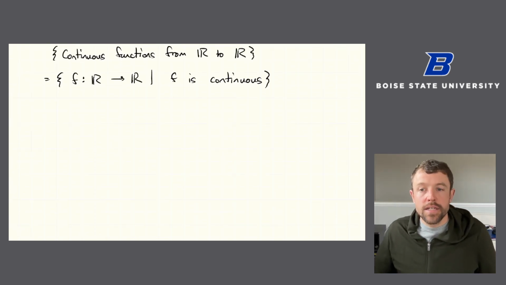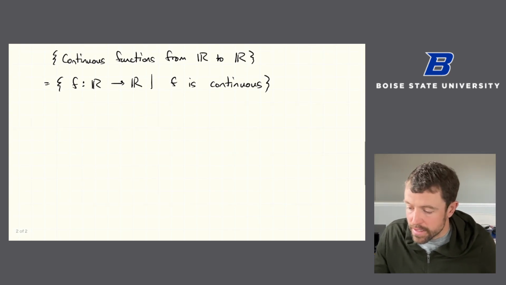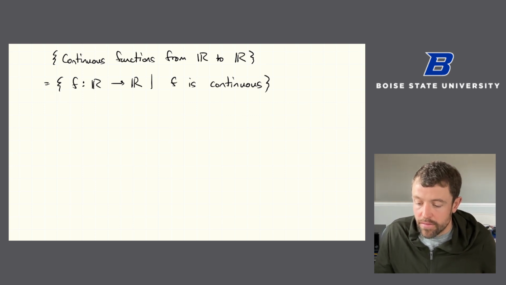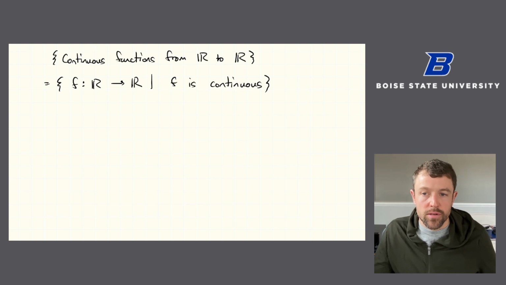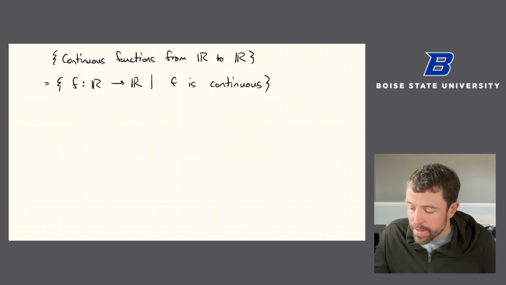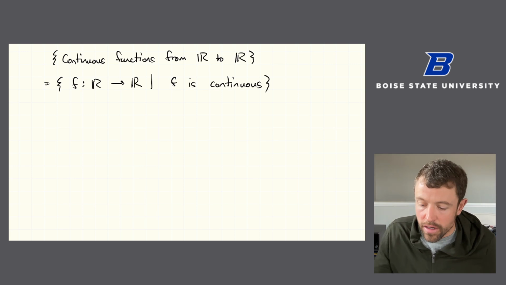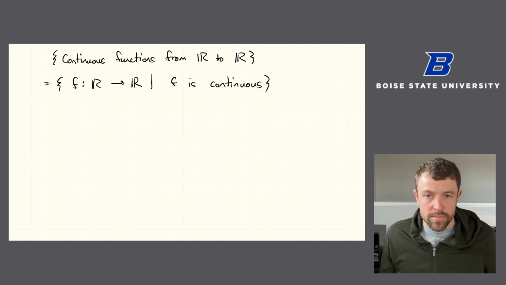The set of continuous functions from R to R. And we can write this in kind of shorthand. Set of, this means a function whose domain is the real numbers and whose codomain is the real numbers, or whose range is the real numbers, depending on the terminology you want to use, such that f is continuous. So just all continuous functions from R to R. This forms a vector space.